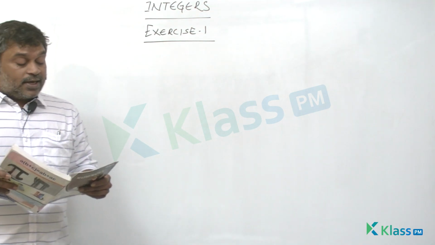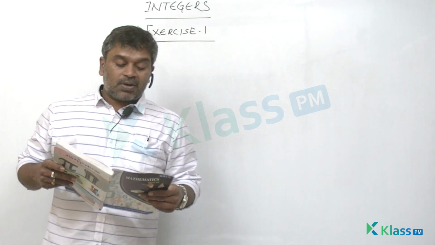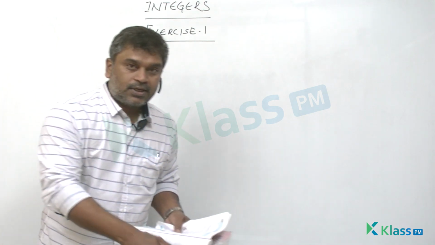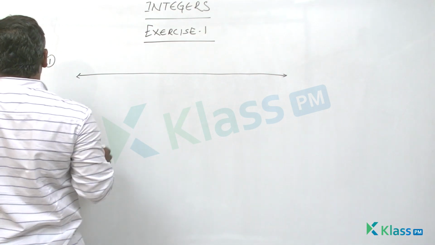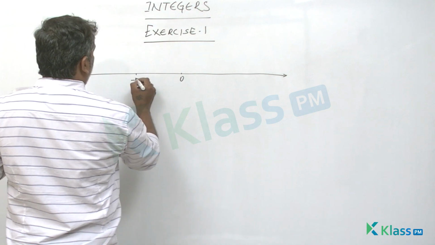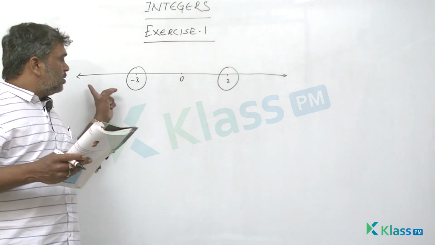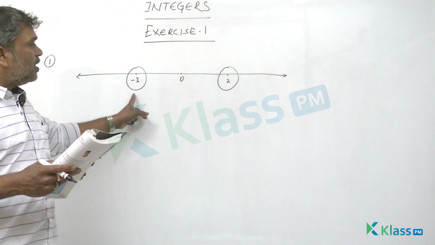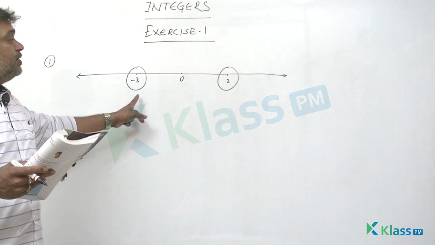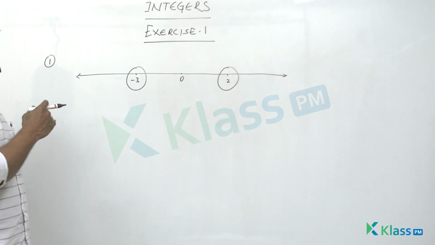So now, in exercise 1, the first question. Some integers are marked on the number line. Which is the biggest and which is the smallest? In this question, a number line is given. I'm not writing all the numbers, I'm just writing what he has marked. On the number line, he has mentioned so many numbers and marked these two numbers. We have to find which is the biggest and which is the smallest. Of these two numbers, what is the bigger number and what is the smaller number?